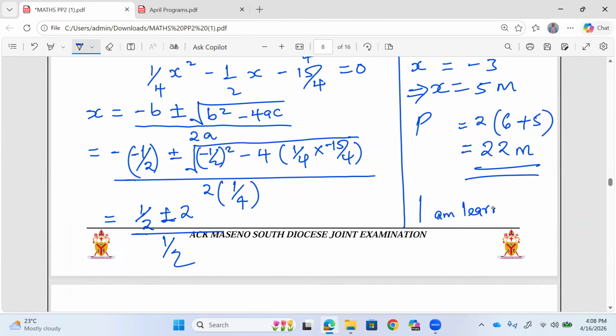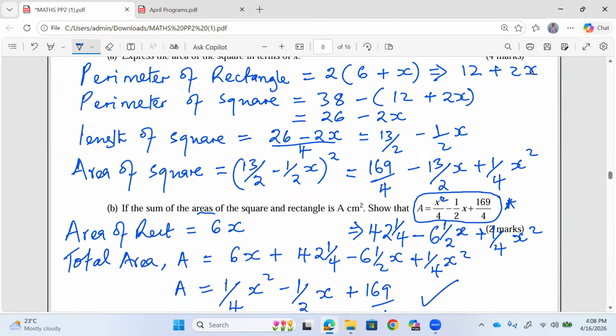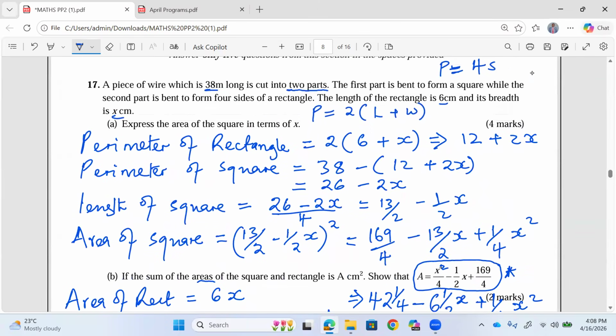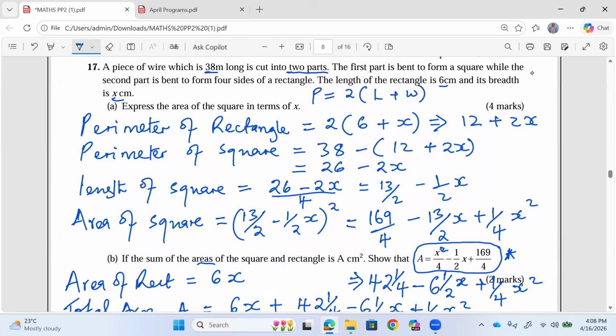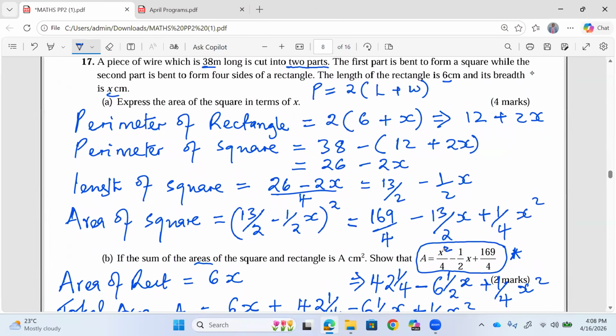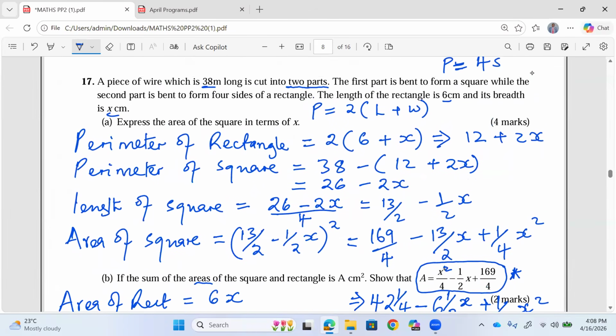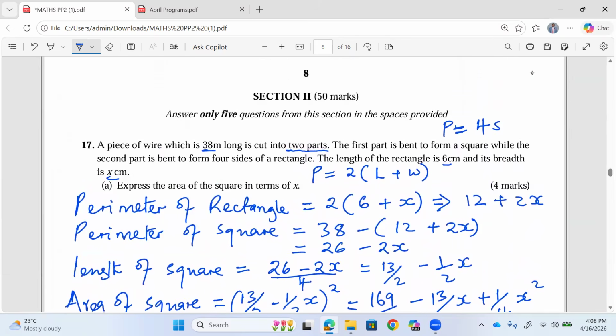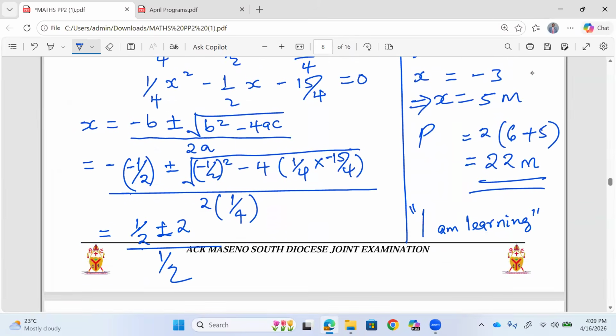That's a very good question. And when reading such a question, you're supposed to be very, very careful so that you interpret everything in the right way. It's an application of quadratic expressions and it's a very unique question. So if we are together, type, I am learning.